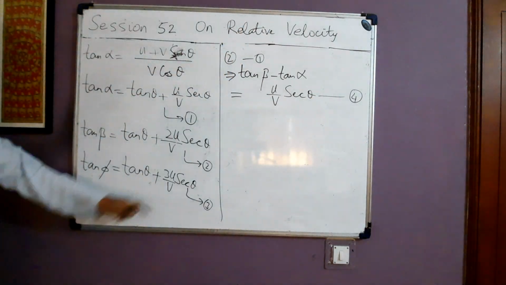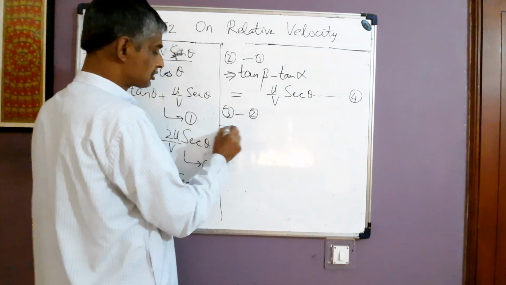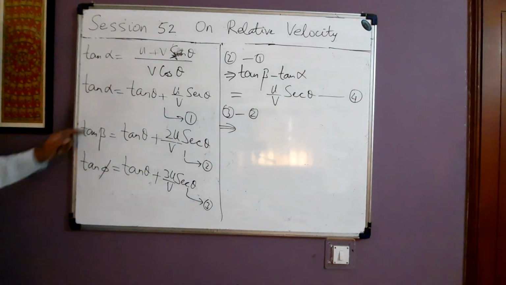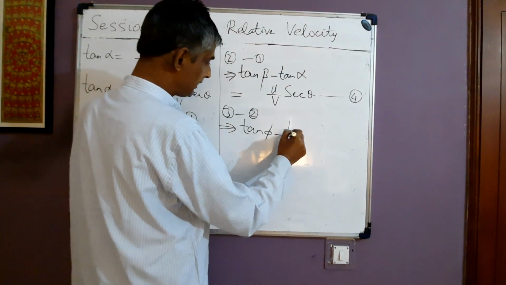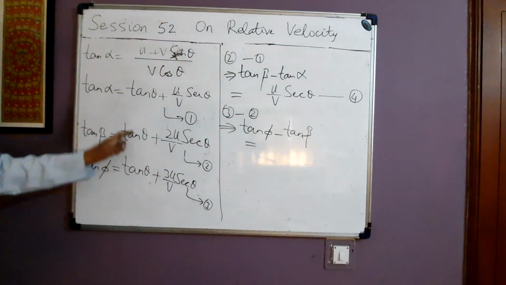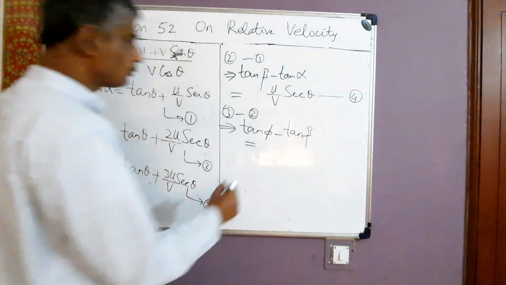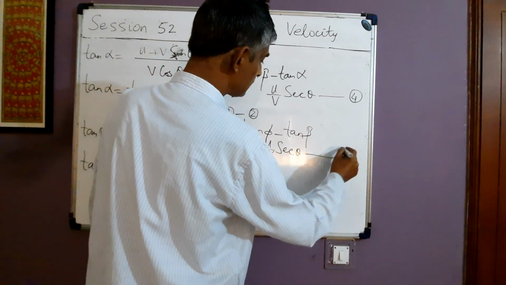Now we do the third equation minus the second equation. This implies tan phi minus tan beta. That becomes this minus this. These two go away. This minus this again becomes u by v sec theta. This is the fifth equation.